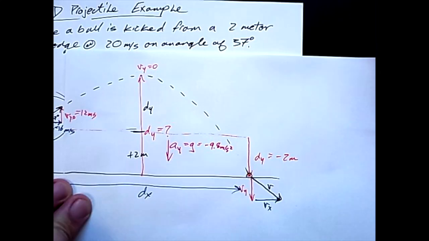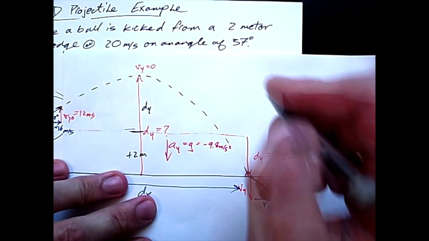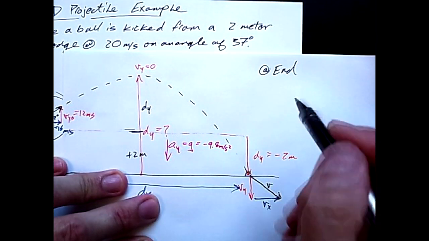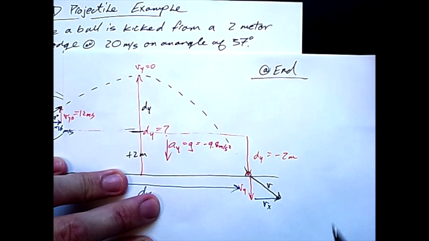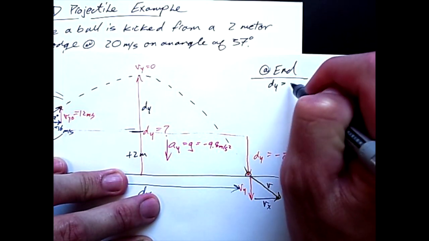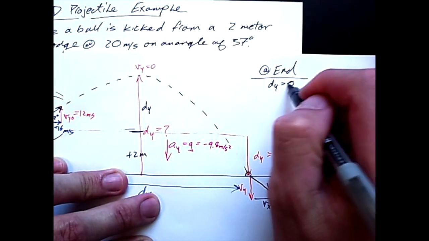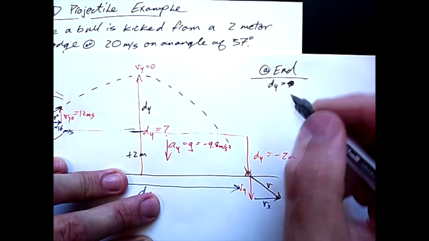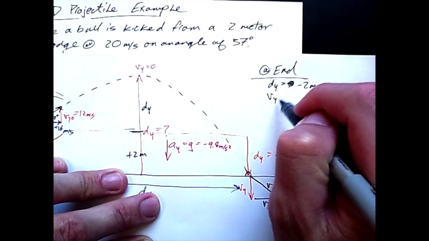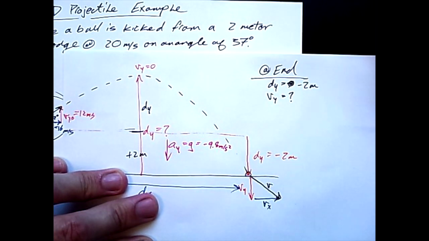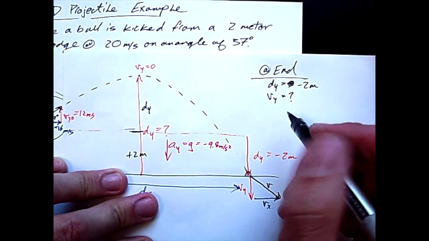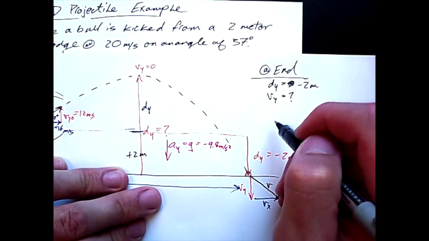So if I reorganize my chart for at the end, as opposed to at the top as we did in the previous picture, I know that at the end, dy will be equal to... I'm sorry, I know that at the end, dy will be equal to minus 2 meters. I do not know what Vy will be, although I could calculate it if I was interested in knowing. And the rest of my table still applies.